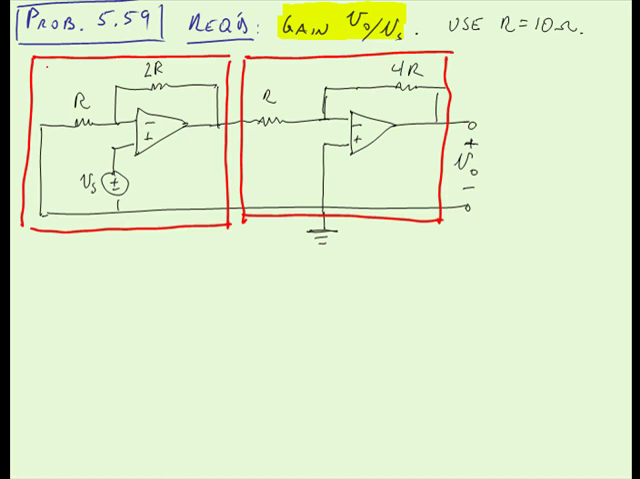And the first op-amp circuit is, well, what kind of circuit is it? Well, it looks like the voltage is entering the positive input of the op-amp, and so that implies that it's a non-inverting op-amp. Okay.